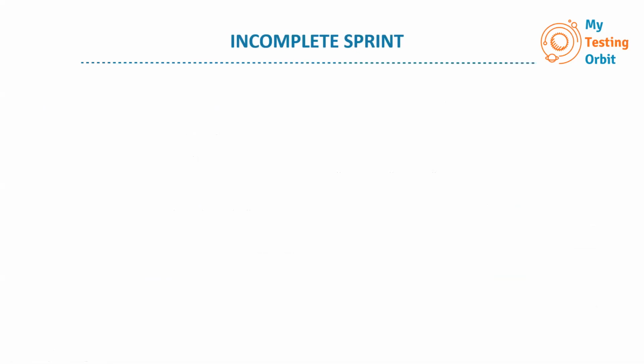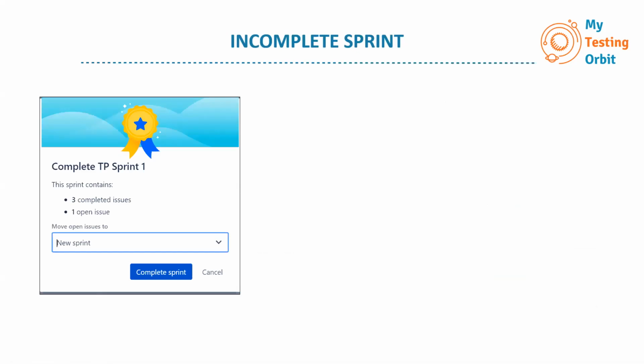So if we have an incomplete sprint, and you click the complete sprint button which I just showed you, then you will be shown this kind of screen, which says this sprint contains 3 completed issues and 1 open issue. This means that at the beginning of the sprint, we planned for 4 user stories, 3 are completed, good, but 1 is not completed. It's still showing as open. And as we have to mark this sprint as complete, what do we want to do with that one open issue? Because we just can't leave it as it is.